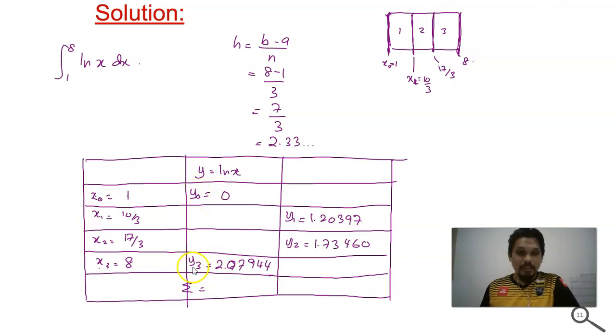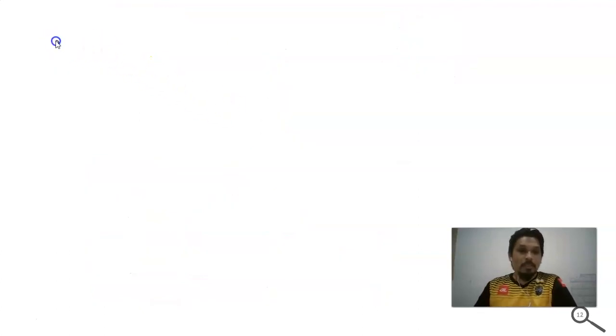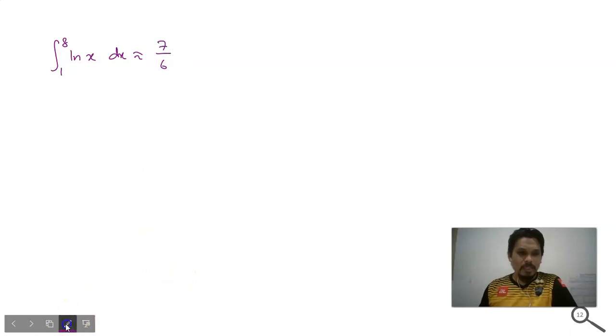Before that, the summation of y0 and y3 is 2.07944, and the summation of the other two values is 2.93857. Okay, so next, the integral from 1 until 8 of ln x dx is approximately h over 2, where h equals 7 over 3.